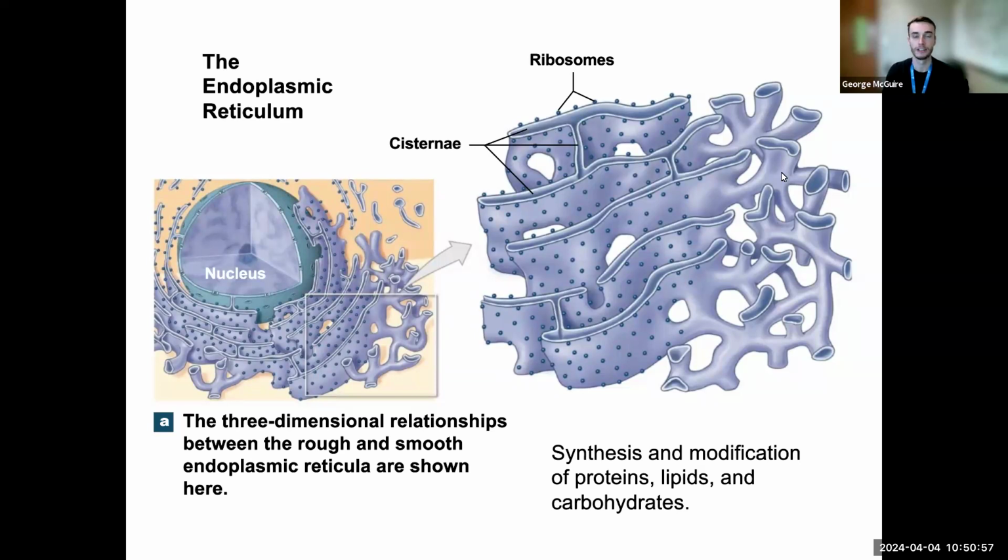The smooth ER is where you'll see some of our lipid metabolism, so creating new lipids, some of our carbohydrate metabolism, creating structural carbohydrates, and then also creating those vesicles, the vehicles that will carry proteins, carbohydrates, and lipids throughout the rest of the cell.